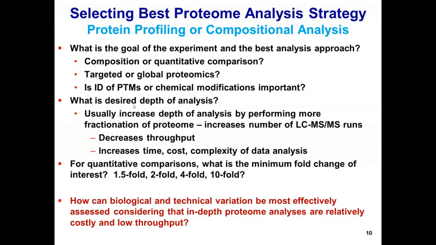What is the desired depth of analysis? Usually I can increase the depth of analysis by performing more fractionation, but this decreases throughput and increases costs, and therefore we may need to make some compromises and settle for a less than complete analysis of the proteome so that we can maximize throughput and manage time and costs. Another consideration is, what is the minimum fold change that I am interested in? Do I need to have 1.5 fold precision, or am I only looking for very large changes?